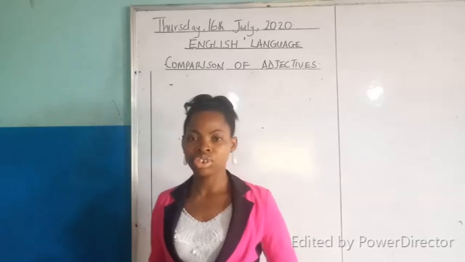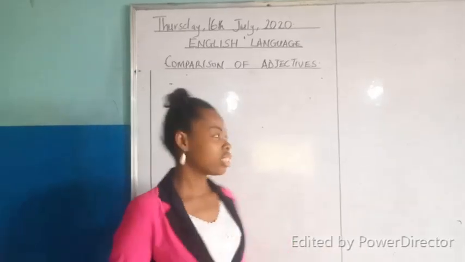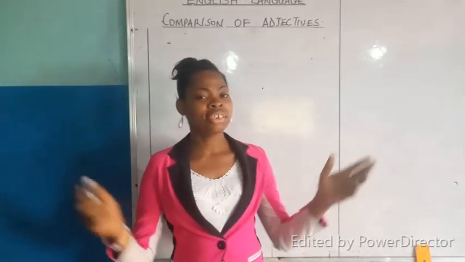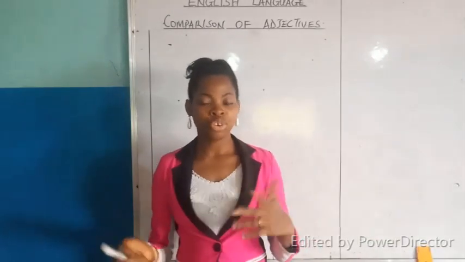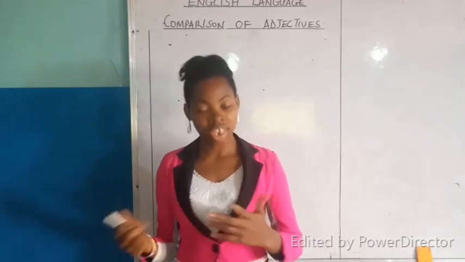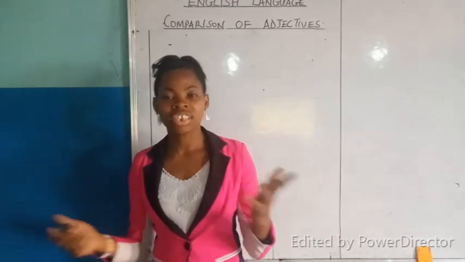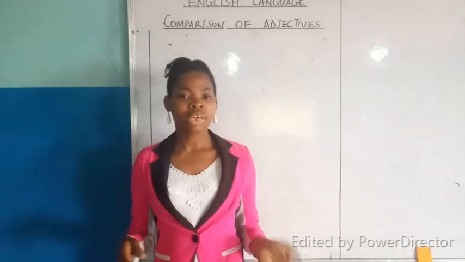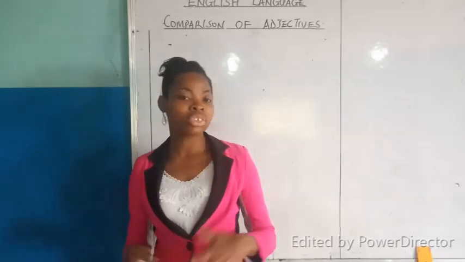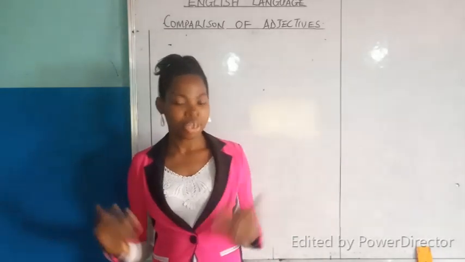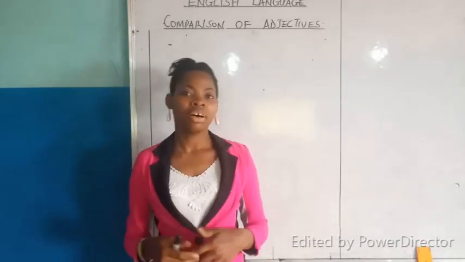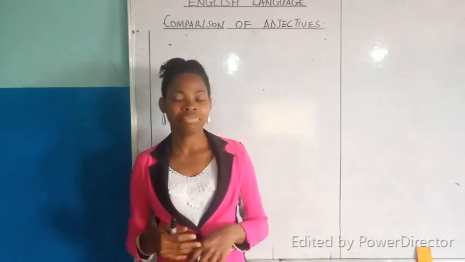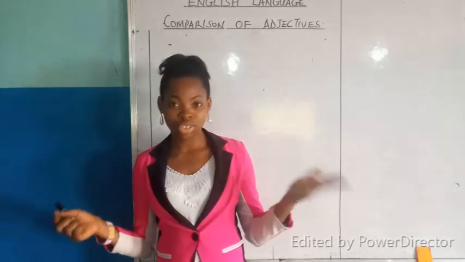Alright, today we shall be considering a new topic known as comparison of adjectives. Of course, the first time we did parts of speech, we made mention of adjectives. I'll say something about adjectives, okay? What are adjectives? An adjective is a word that describes or gives us more information about a noun or a pronoun. For example, we have newborn baby, worst experience, a big house, and so on and so forth.